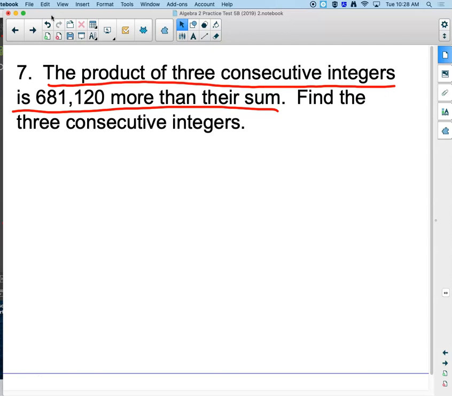The product of three consecutive integers is, wowzers, 681,120 more than their sum. Whew. Find the three consecutive integers. Google Meeters, I'm just waiting until everybody has a chance to write it down. As you know, I have some people in the classroom, so that helps.